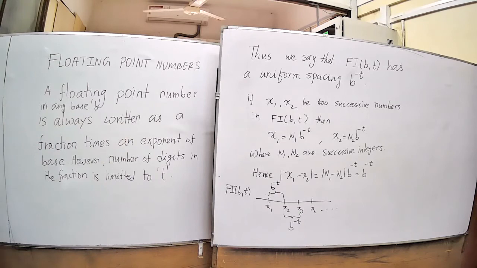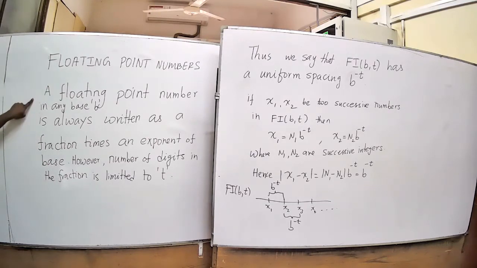So when you talk about floating point numbers, you will have a base b and the number of digits in the fraction t, like what you have in fixed point. So you will have the same thing for floating point as well. But what is the difference? The difference is this.